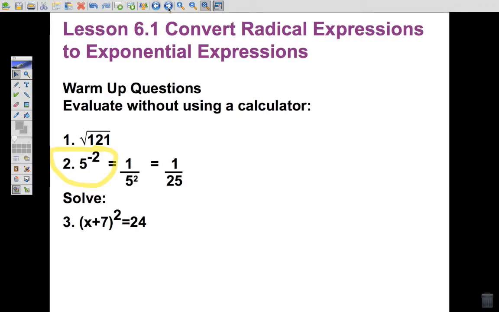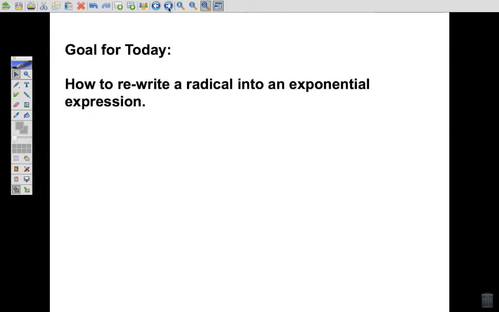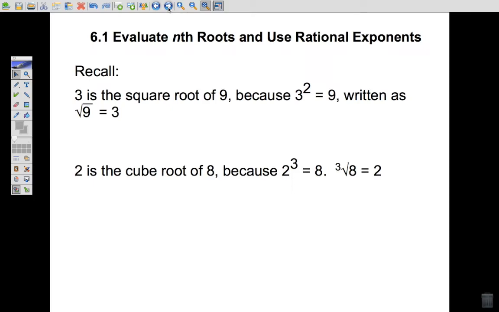The third warm-up is very similar to what you've done in the last chapter, so let's just move forward. So again, our goal today is to write a radical expression into an exponential expression. So just remember some of the things you've learned from pre-algebra classes, your Algebra 1 course. 3 squared is 9, and we know that's true because the square root of 9 is 3. 2 cubed is 8, and we know that because the cube root of 8 is 2. So take a look at those pairs and see how they work together.